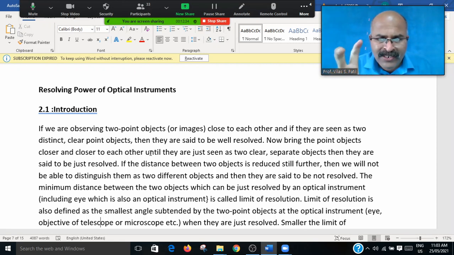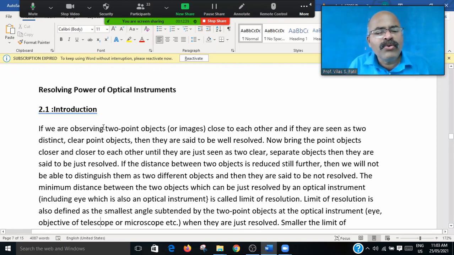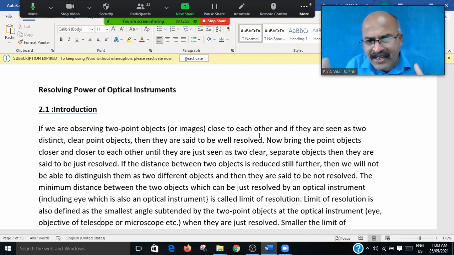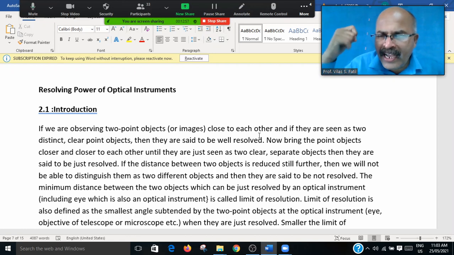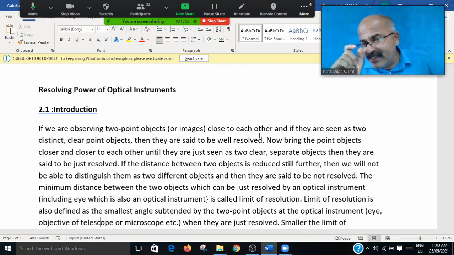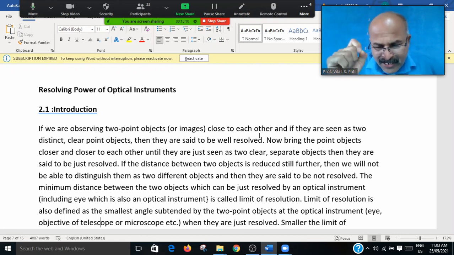Resolving power is very important; magnification only makes things look bigger. If we are observing two point objects or images close to each other, say points A and B very close together, and we want to resolve them, to differentiate them from each other, that aptitude of the optical instrument is known as the resolving power of the optical instrument. The optical instrument distinguishes the two, separates them from each other, resolves them.